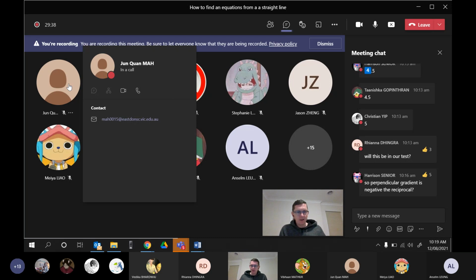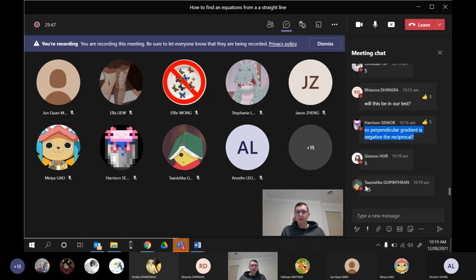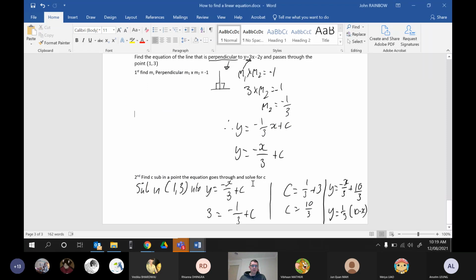Yep, perpendicular gradient is the negative reciprocal. Yep, and if it's a negative number already, then it's the negative of the negative, which is good. Love it, Harrison. Great comment there. Let's put that in there.